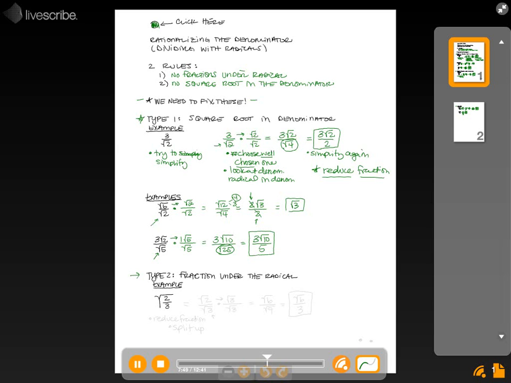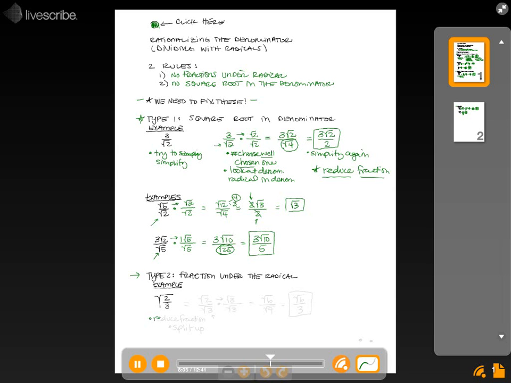All right, let's move on to type 2. Type 2 builds on type 1. We only have one extra step, and it's at the very beginning. Okay? We've got the square root, type 2 again, is the fraction under a radical. Here's our example. We have the square root of 2/3.